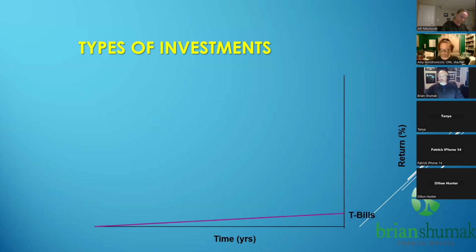All right, so you've got T-bills. T-bills are treasury bills, they're government, overnight lending. Those are the lowest rate of return over a period of time.